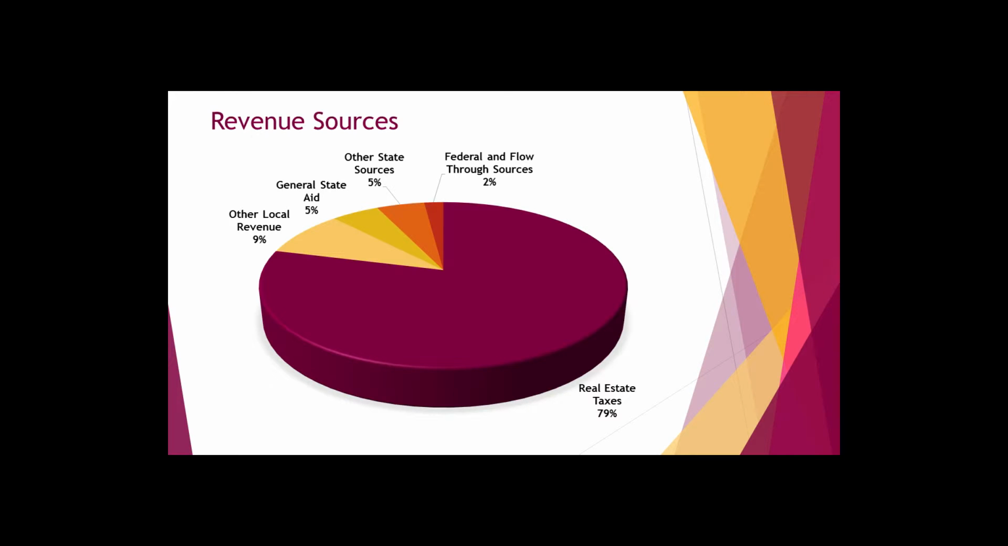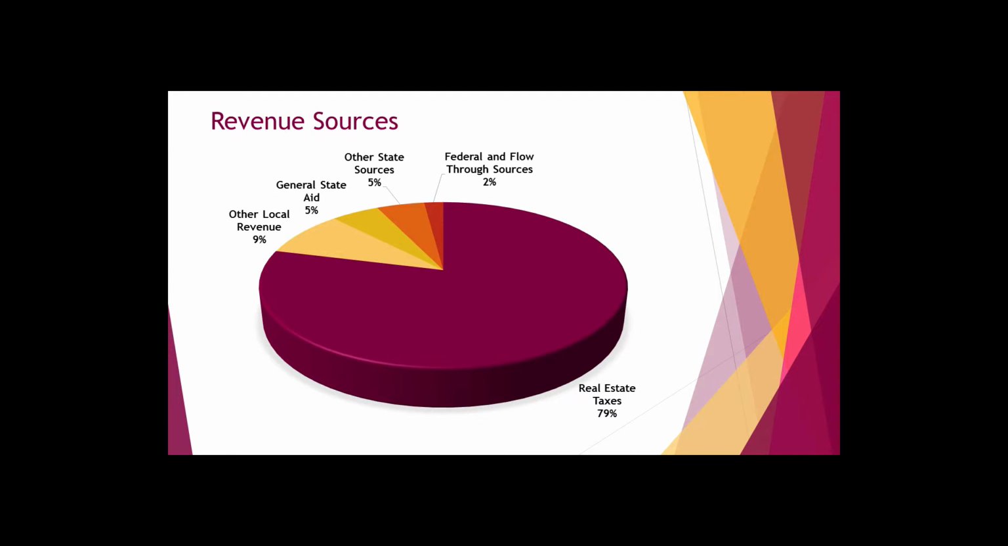The state makes up 10% of our budget. 5% comes in the form of general state aid, which we as a district are allowed to determine how we want to spend that money to meet the needs of our students. The other 5% comes in categorical aid, which covers specific programs such as driver's ed, Bright Futures, special education.